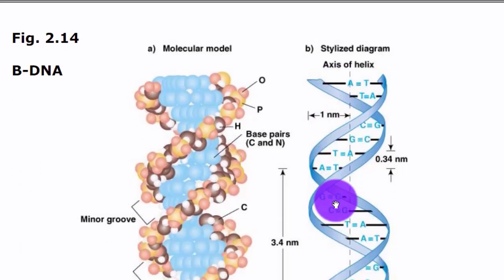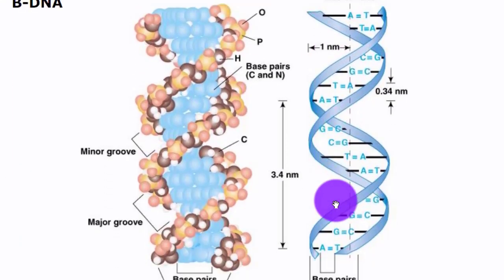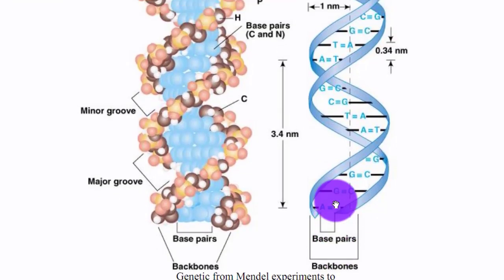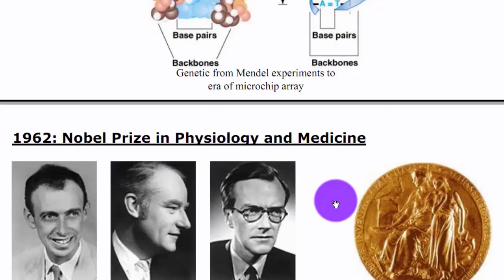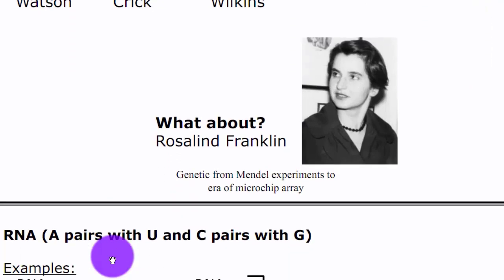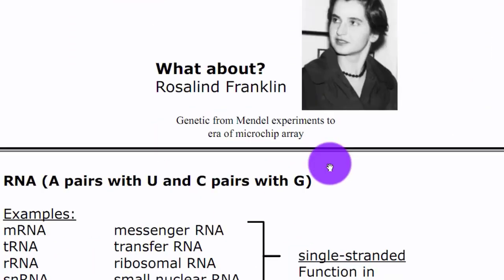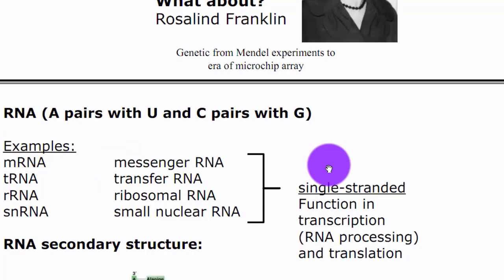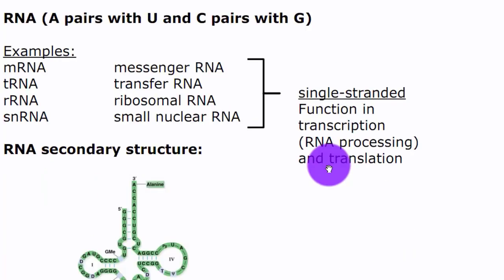Here we find the double helix DNA. This is the backbone of the double helix, and the Nobel Prize in Physiology or Medicine went to Maurice Wilkins, Francis Crick, and James Watson. Rosalind Franklin produced the picture of DNA by crystallography. In RNA, A pairs with U and C pairs with G.